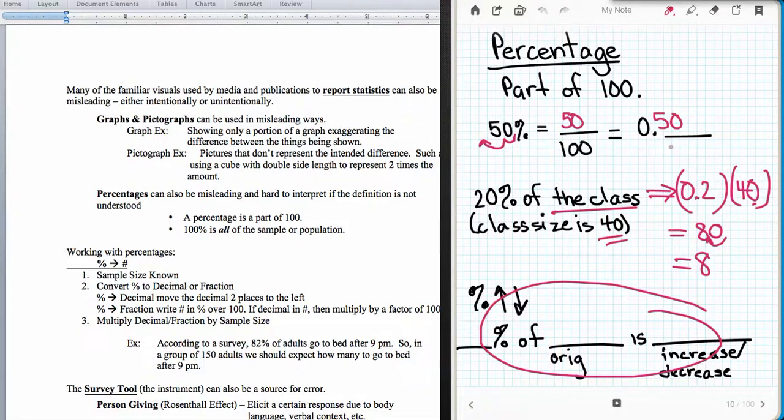Now remember that 0.50 is the same as 0.5 because this 0 over here on the right-hand side is what we call a non-significant number.